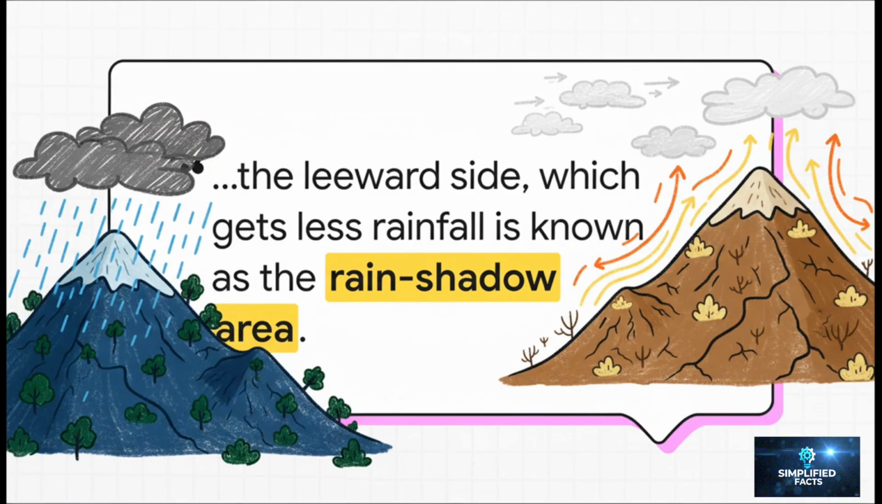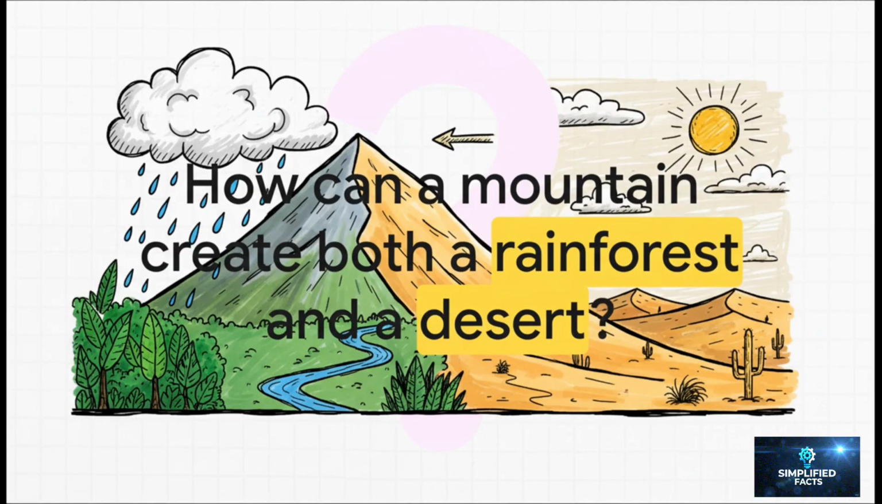So what happens after that air has dumped all its rain? Well, it keeps going over the top of the mountain. As it slides down the other side, the leeward side, it warms back up and becomes incredibly dry. This creates a phenomenon known as a rain shadow. So there you have it, the complete recipe for rain, from invisible humidity all the way to a raging storm.